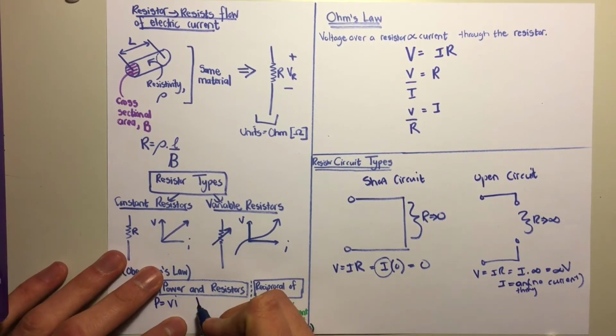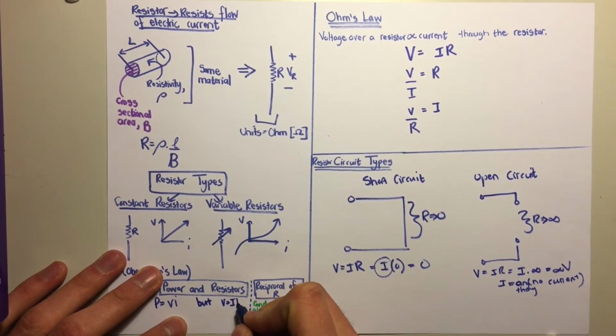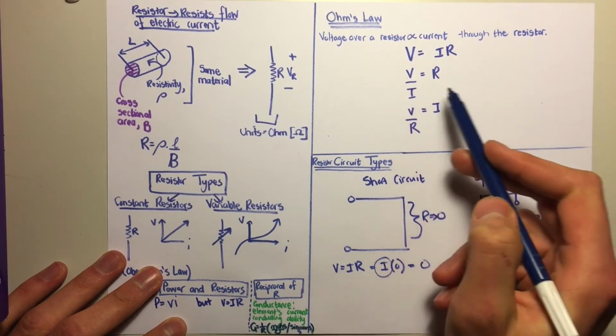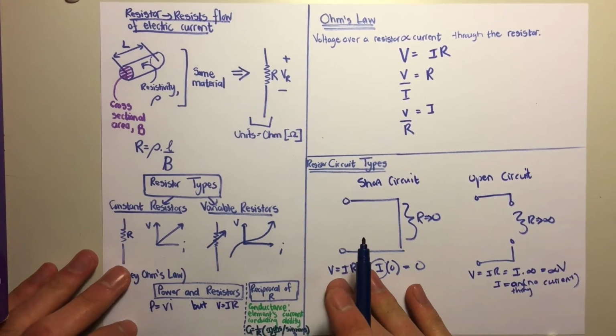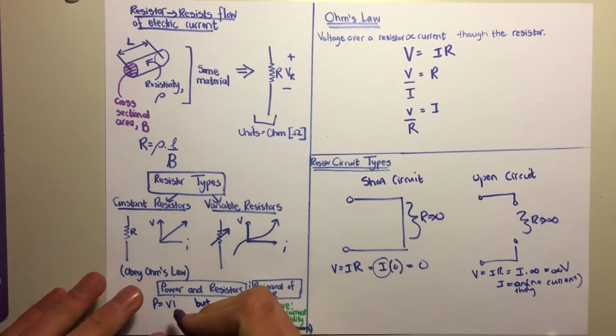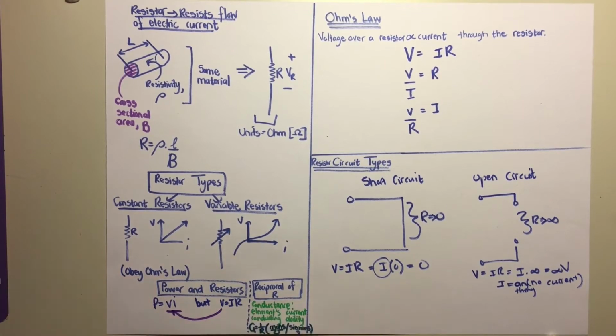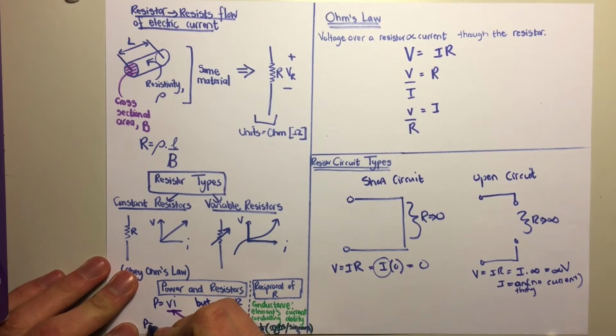But we also know that V equals IR from Ohm's law. Now I can say, okay, well, we have V over here, so can't we sub this in over there? Can't we say P equals IR times I, which if you multiply those, would be I squared R.